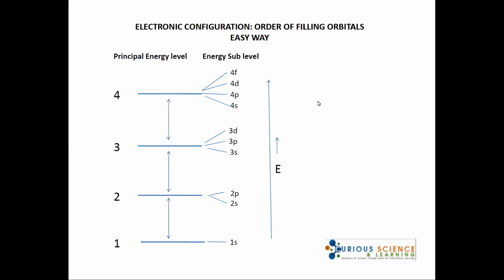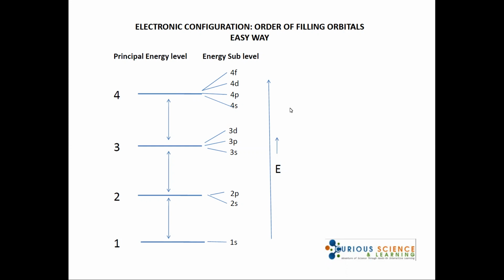Today, I'm going to talk about electronic configuration, the easier way. So how you fill up the orbitals in an easier way. So that is what is called the electronic configuration.